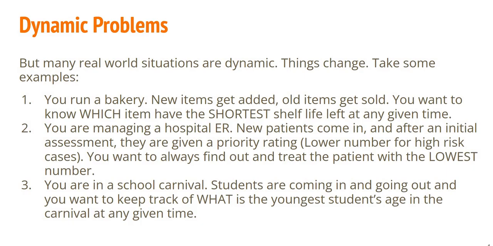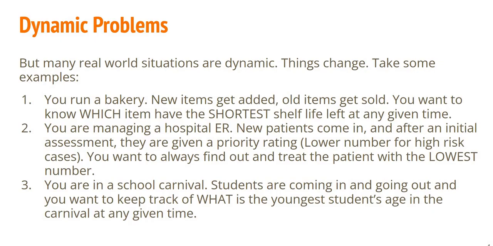Things change. Let's take some examples. Let's say you're running a bakery. Now, in a bakery, obviously, new things are being made all the time from the kitchen, from the oven, and old items are getting sold. You may want to know what items have the shortest shelf life at any given point of time. So, for example, cream, depending on the weather, will spoil quite fast. So you may want to know, okay, I've got these items which use a kind of cream. I may want to sell that the fastest.